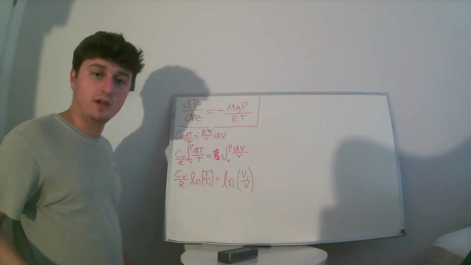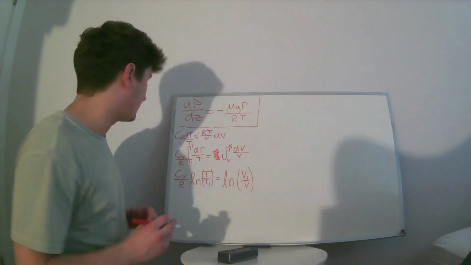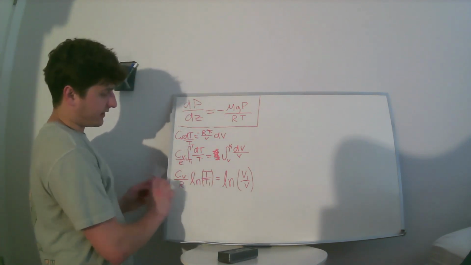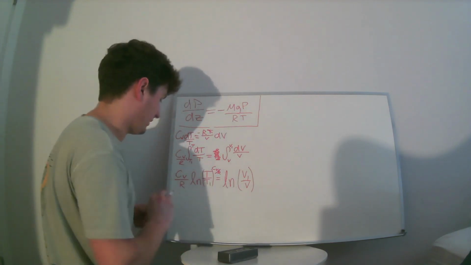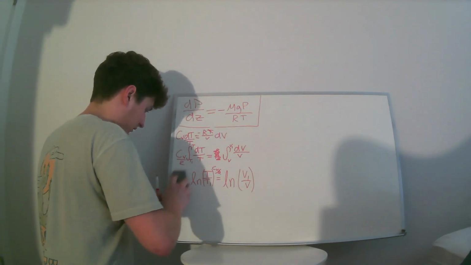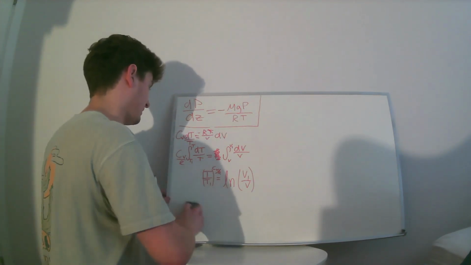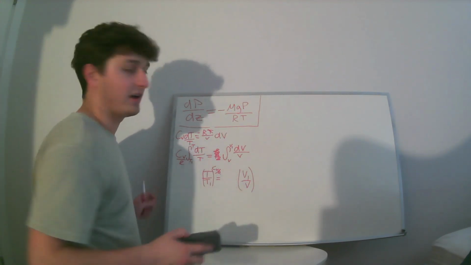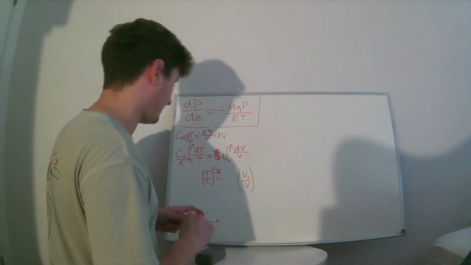Now, what can we do with this? A rule of logs and natural logs, as you may know, or if you didn't know, is that whatever is being multiplied by the log, we can move this value up here. Okay. Now, what else can we do? We can remove this natural log, raise both sides to the e power, or raise it to the e, however you prefer to say it.